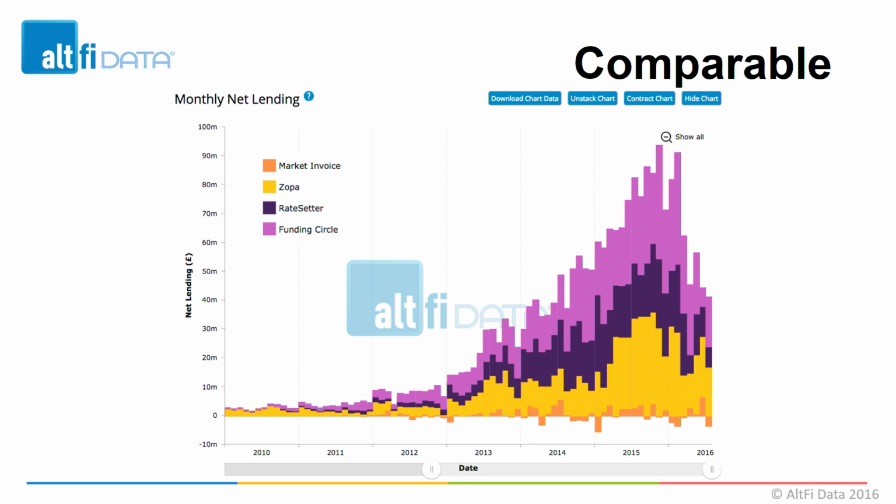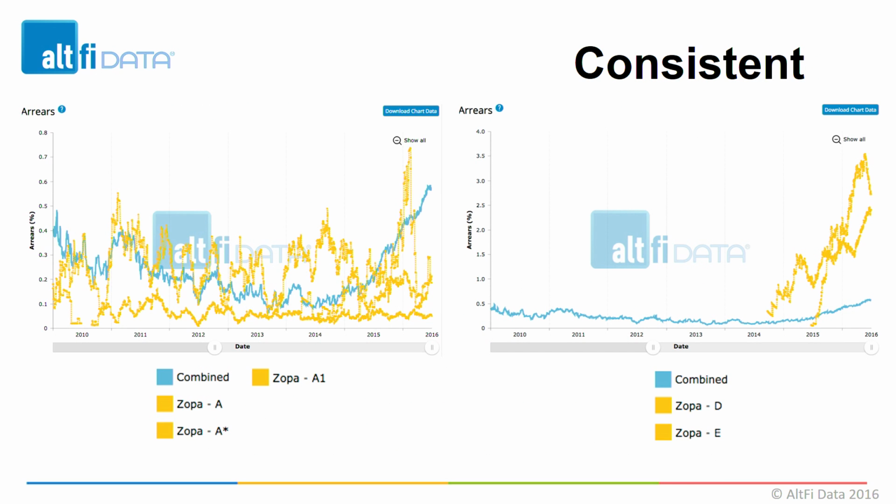I hasten to add and actually apologize that the September data is in, but I didn't make it into the presentation in time for the slide cutoff. And there has been a rebound in the last month, not only from an origination perspective, but also from a net lending perspective. Equally, the kind of granularity that we can deliver allows consistent analysis.